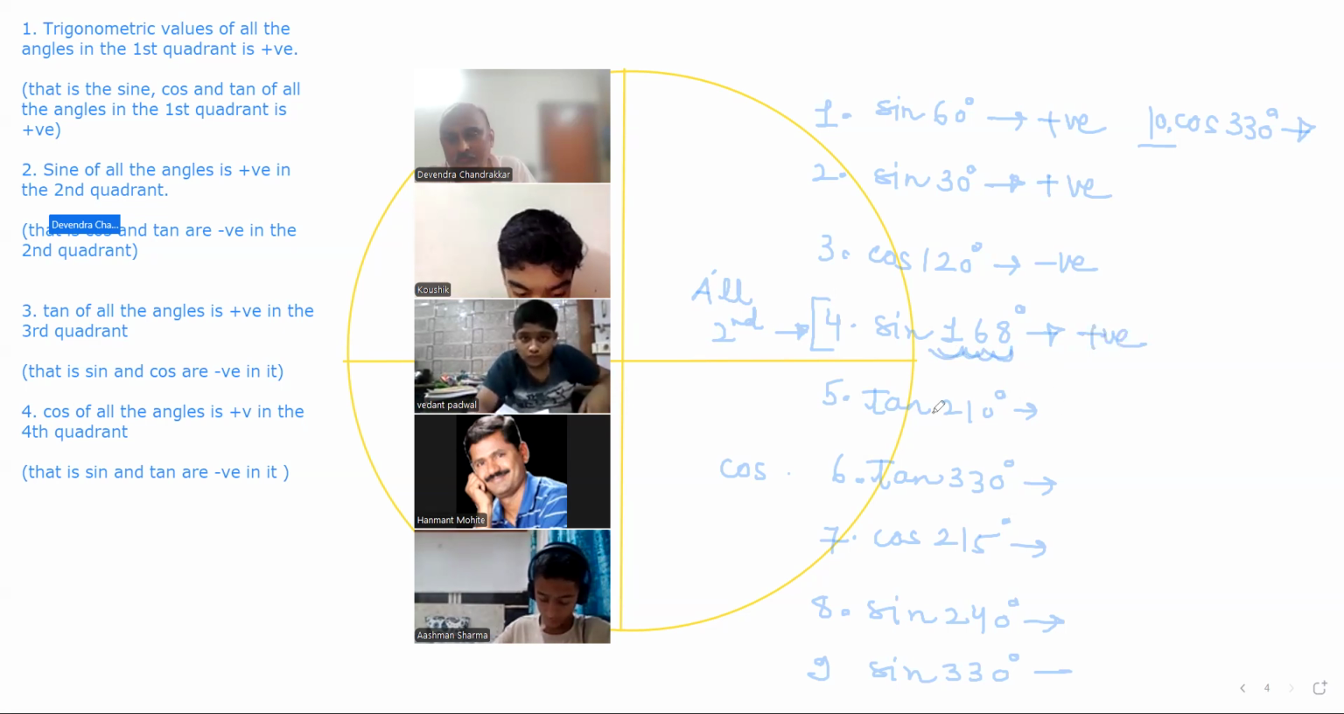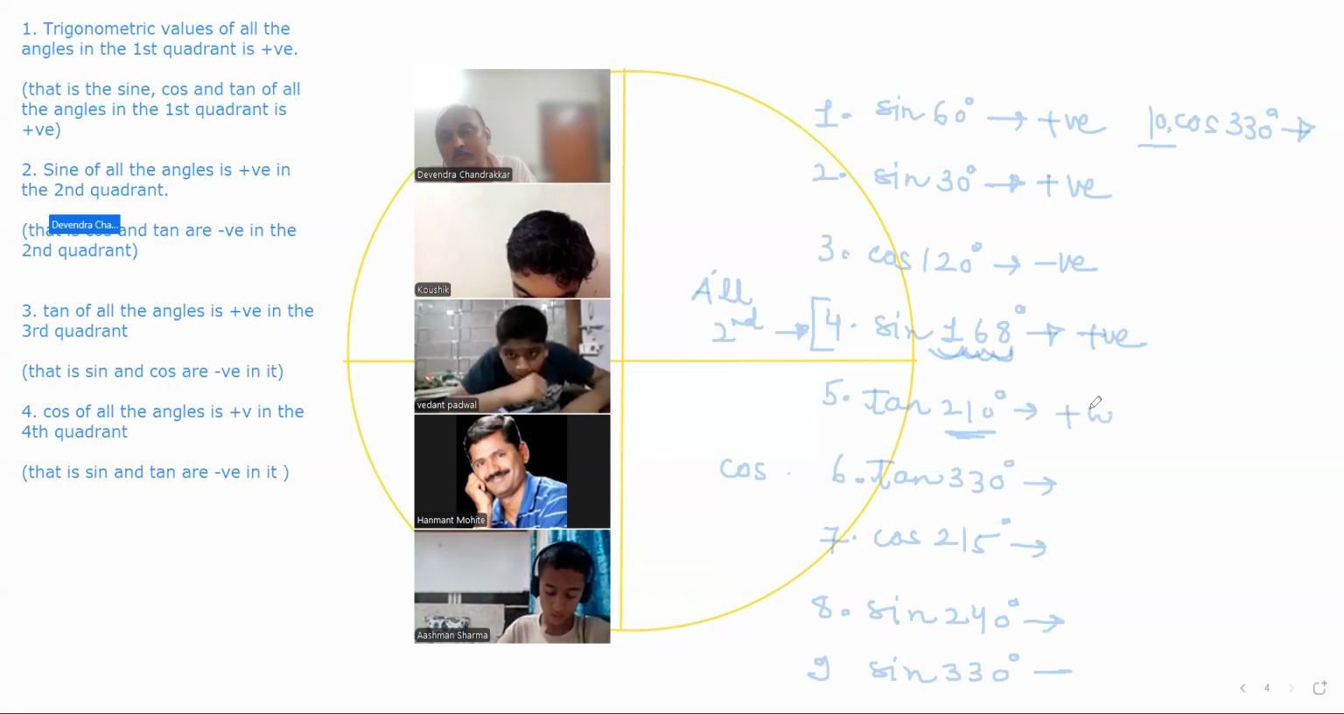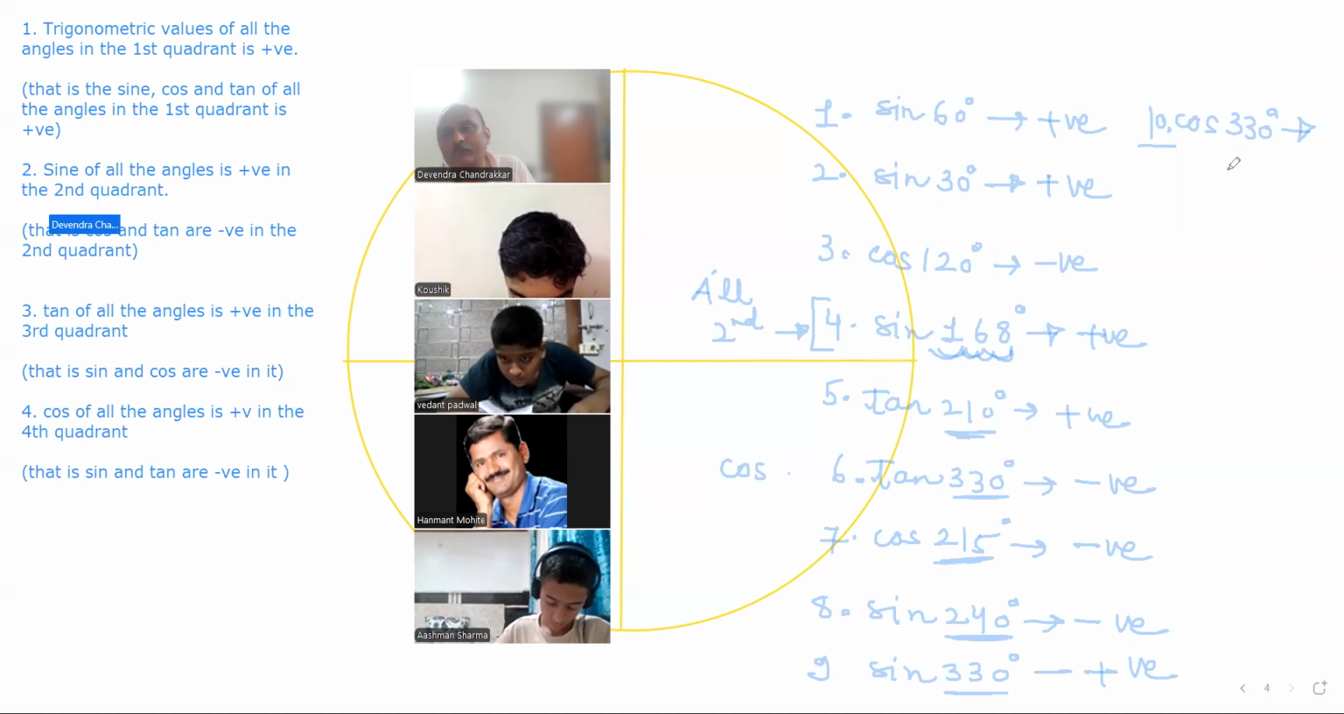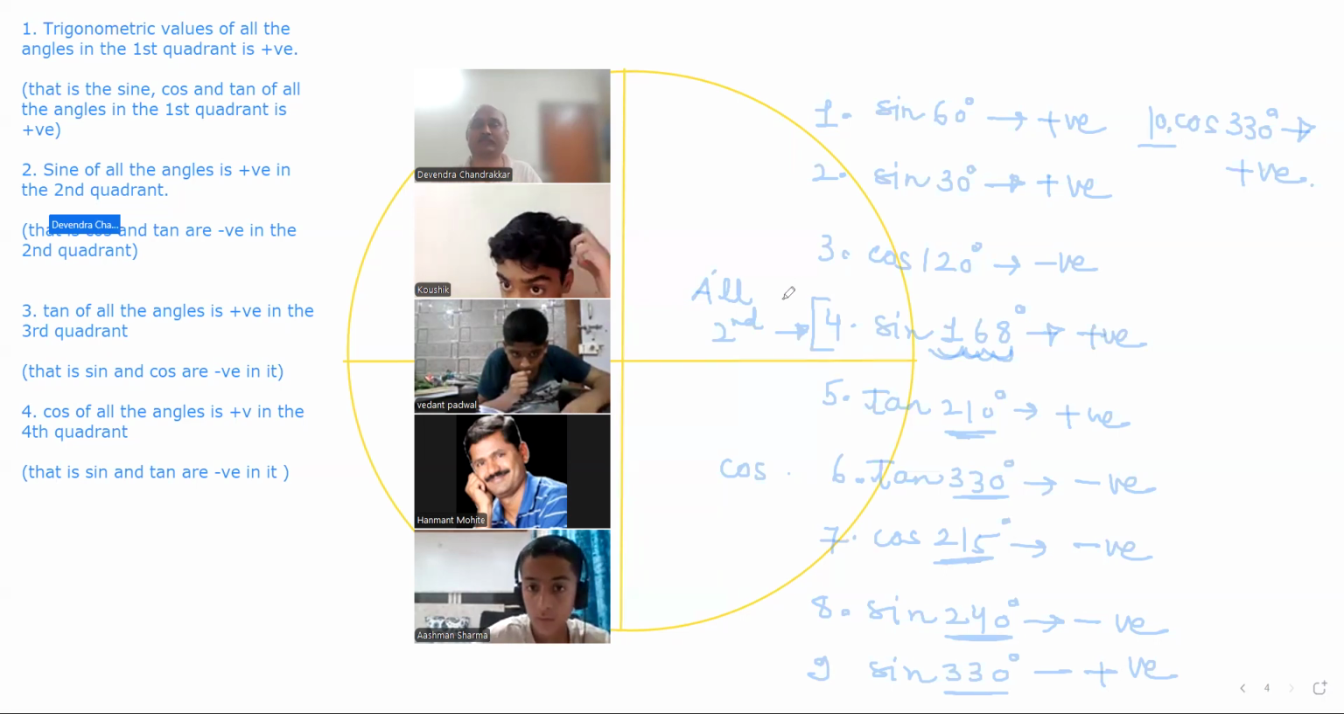It is positive. Okay. Tan 210, this angle lies in the third quadrant, so this is positive. This angle lies in the fourth quadrant, so tan is negative. This angle lies in the third quadrant, so this is negative. This angle lies in the third quadrant, so sine is negative. This angle lies in the fourth quadrant, so this is positive. And this angle lies in the fourth quadrant, so this is positive. All of you can check your answers: positive, positive, negative, positive, positive, negative, negative, negative, positive, and positive. Okay.